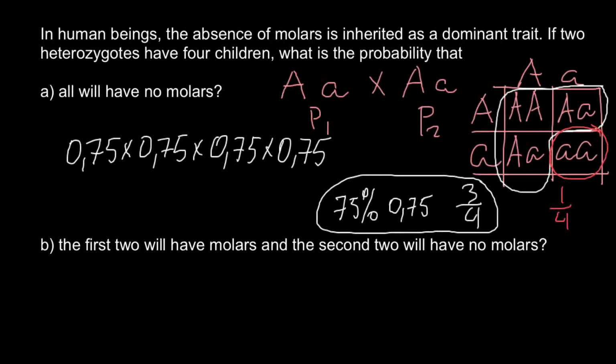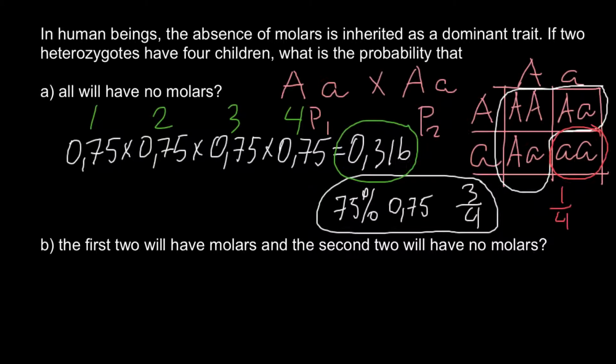So we have to multiply all these independent events, and the answer here would be 0.316, and this is going to be the answer for the first question. This is going to be the probability to have 4 children, and all of them wouldn't have any morals. And now we can move to the second question.